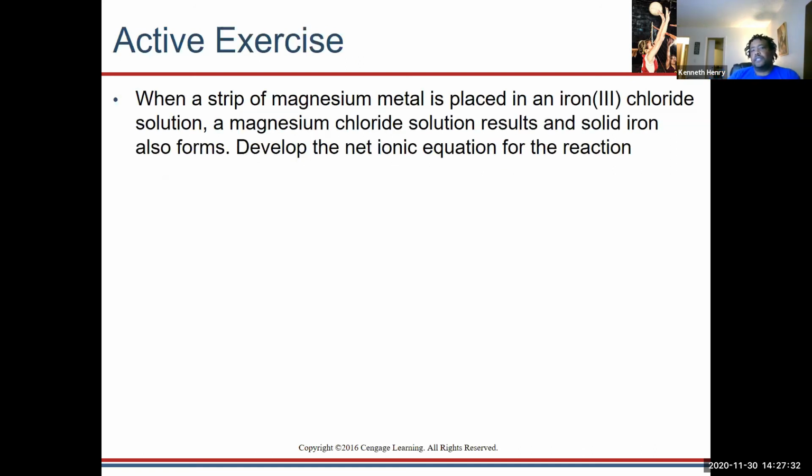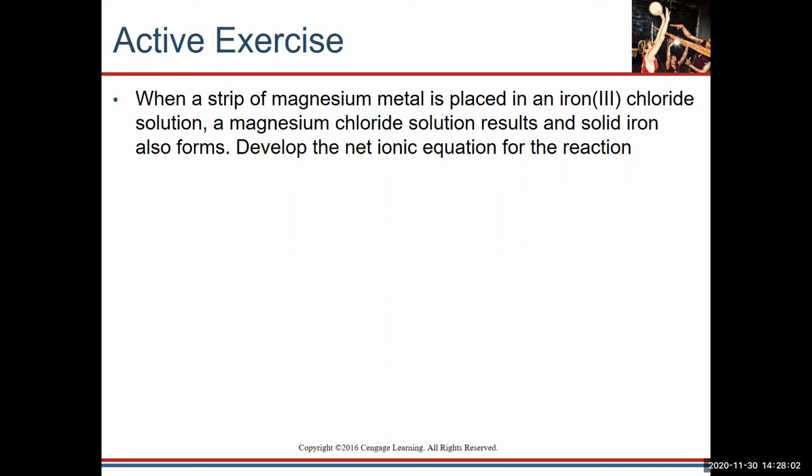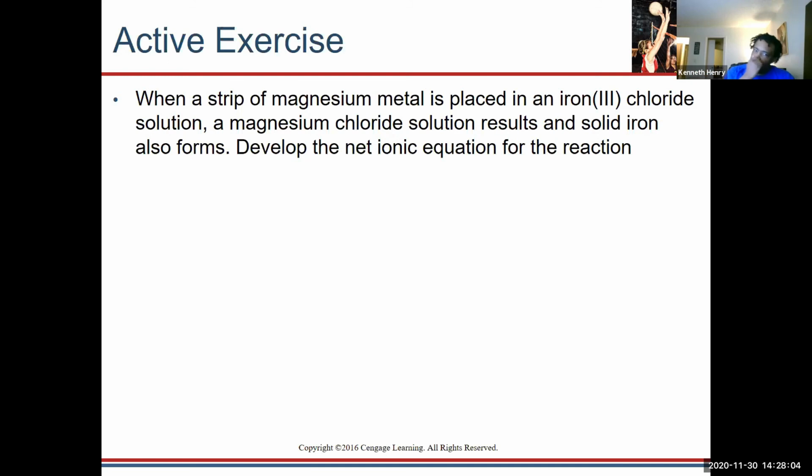Okay, let's do this and then we'll stop here. When a strip of magnesium metal is placed in an iron(III) chloride solution, a magnesium chloride solution results and solid iron also forms. Develop the net ionic equation for the reaction. Okay, so what are my reactants? What is my conventional equation?